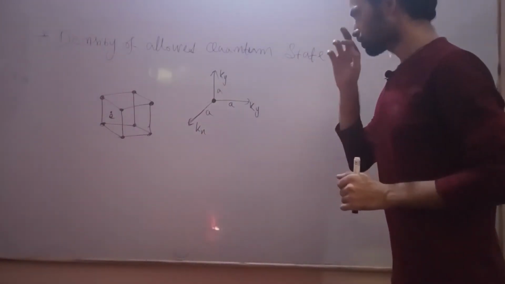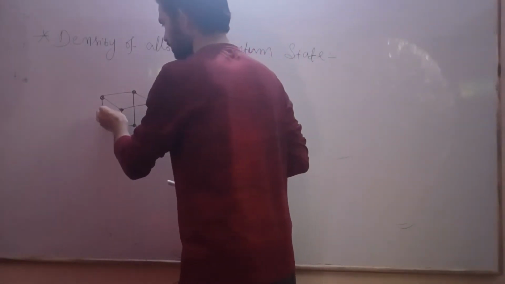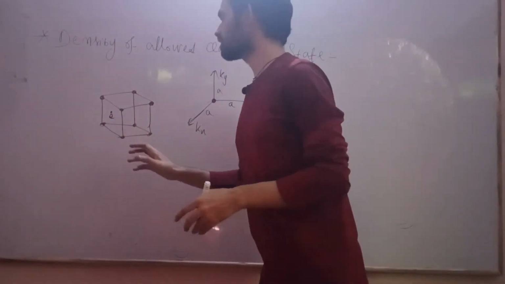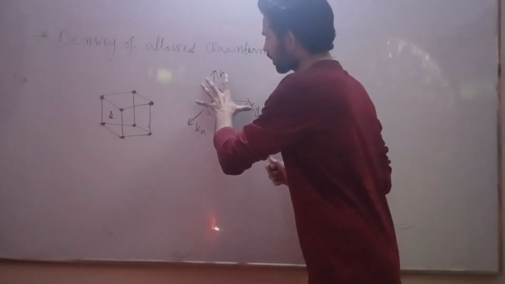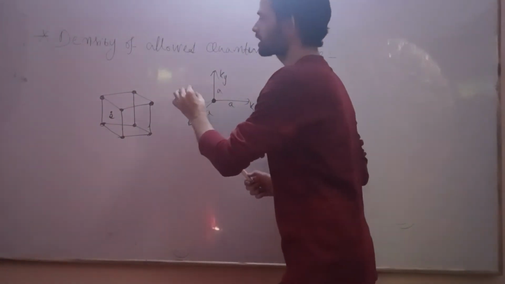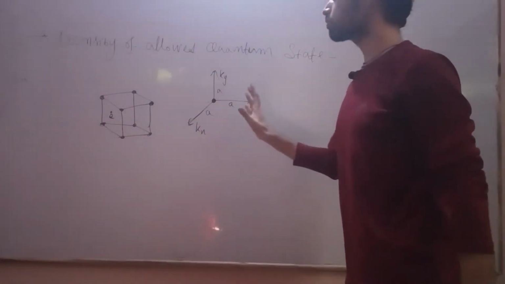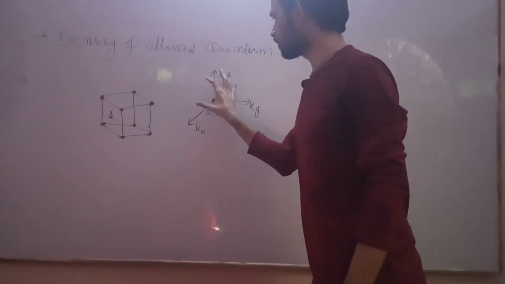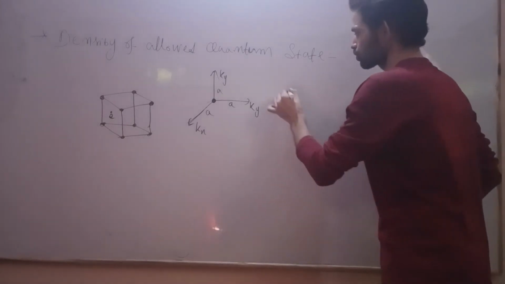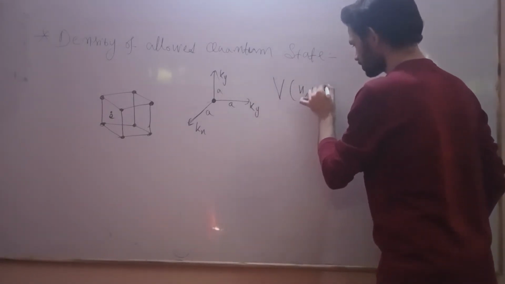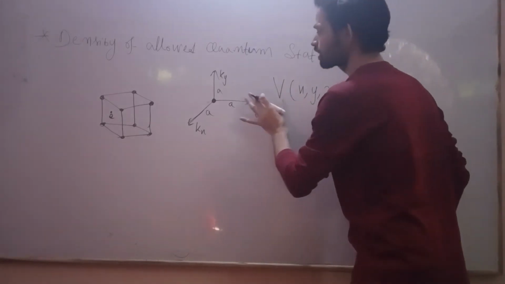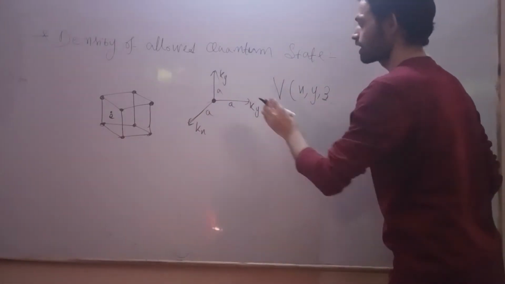Now I am assuming that the electron is inside the three dimensional infinite potential well. What is this infinite potential well? It is nothing more than the crystal. The potential of this infinite potential well is a function of x, y, z, in three dimensions, in k space vector.